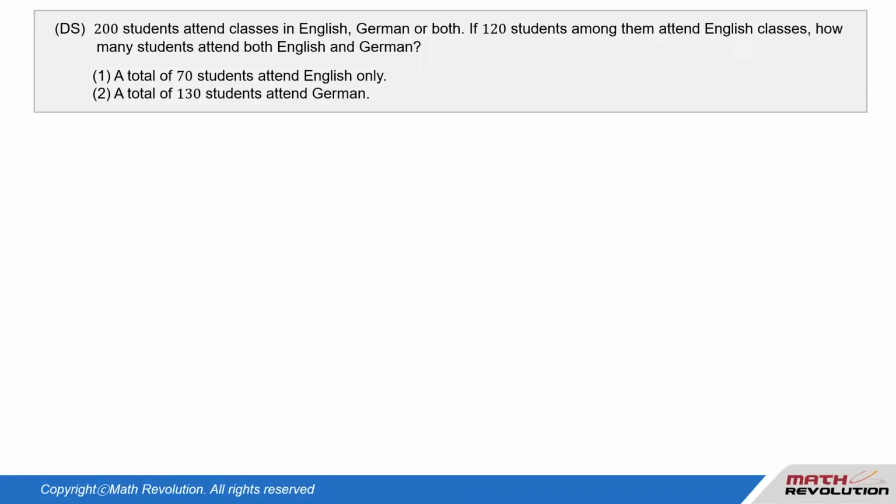DS. 200 students attend classes in English, German, or both. If 120 students among them attend English classes, how many students attend both English and German? Condition 1. A total of 70 students attend English only. Condition 2. A total of 130 students attend German.